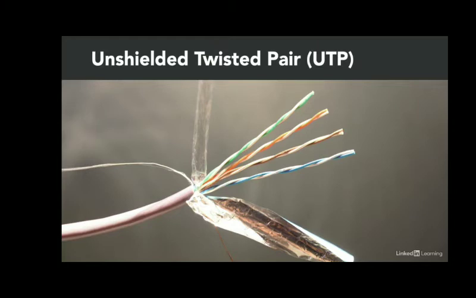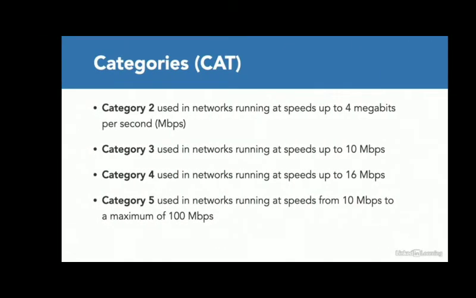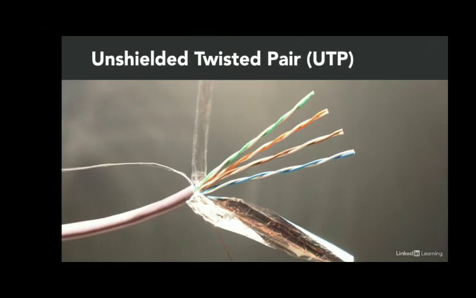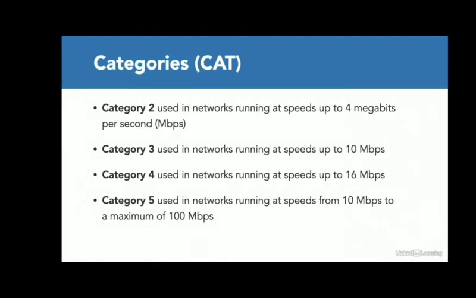The second type of copper cables are unshielded twisted pair cables, UTP cables. You can find them as multiple pairs of cables like this with outer shields. They are categorized in different categories. You can find category 2. It can send speeds up to 4 megabits per second.